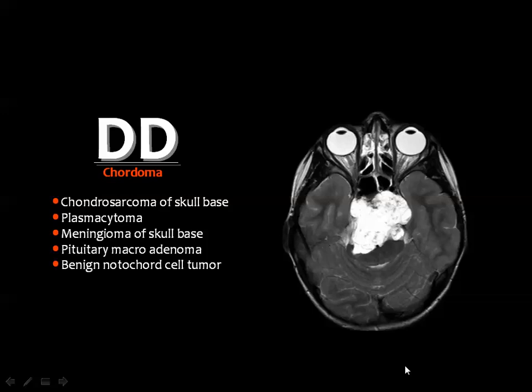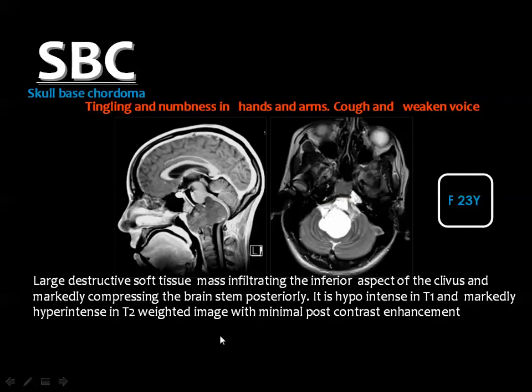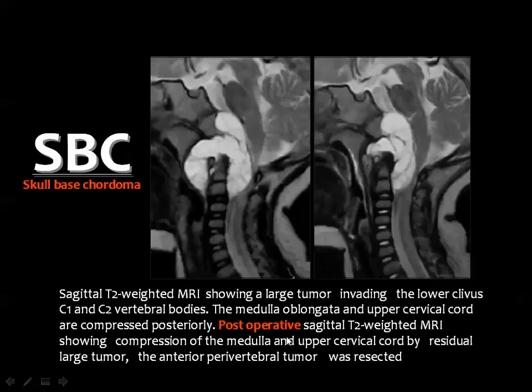The differential diagnosis of chordoma will include chondrosarcoma of the skull base, plasmacytoma, meningioma, pituitary adenoma, and this entity, the benign notochordal cell tumor. This is a skull-base chordoma infiltrating the region of the clivus, extending lower down to involve the skull base, the region of the foramen magnum, and maybe the first cervical vertebra. Look at the brightness of the tumor in the T2 weighted image.